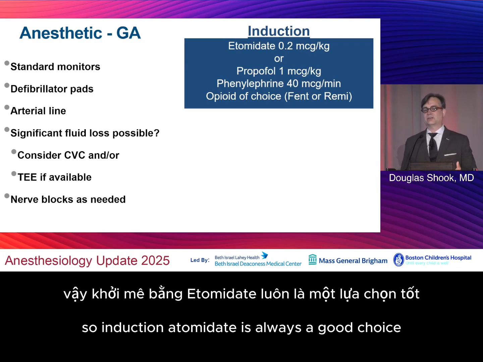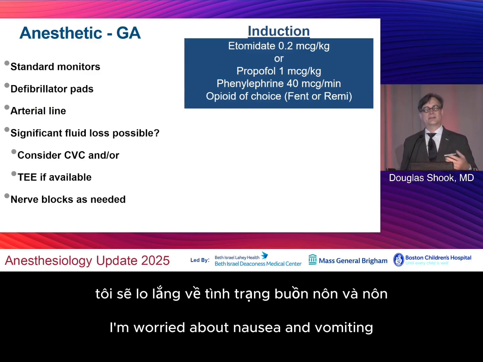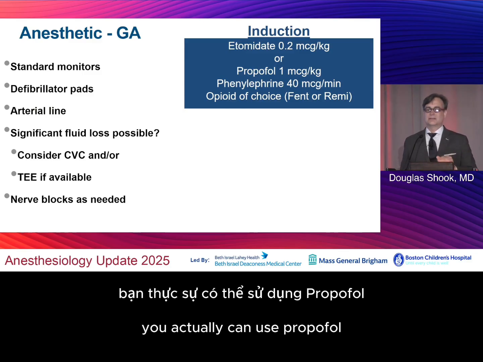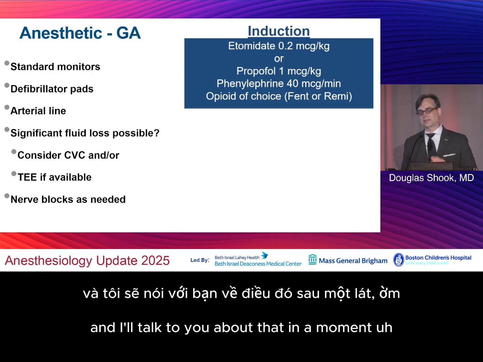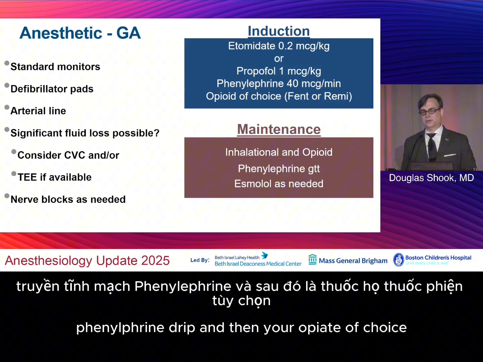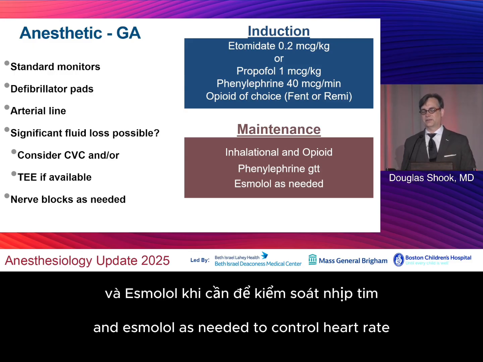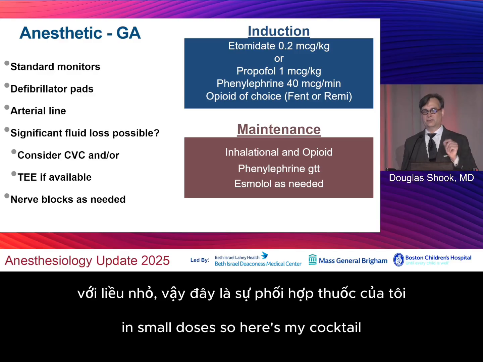So induction, etomidate is always a good choice, but if I'm going to extubate someone and I'm worried about nausea and vomiting, you actually can use propofol, and I'll talk to you about that in a moment. Phenylephrine drip, and then your opiate of choice, where I maintain with inhalational, opiate, phenylephrine drip, and esmolol as needed to control heart rate in small doses.